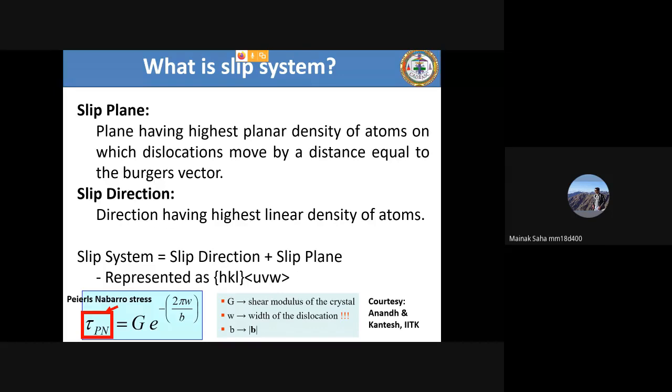And b, I think I went through wrongly. I told it the wrong way, because b here is not the Burgers vector. b here is the distance between the slip planes. So please make a correction. b is nothing but the distance between the slip planes, and W is basically the width of the dislocation, which is equal to a upon 1 minus mu.